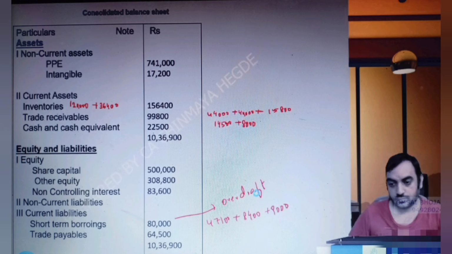Then less depreciation for subsequent periods. 6 months, same 7,500, not the revised amount. On 1,80,000 at 10% for 6 months, 10% of 1,80,000 is 18,000, into 6/12, you get 9,000. So 1,500 is additional depreciation.